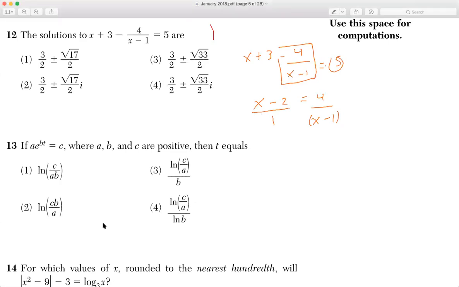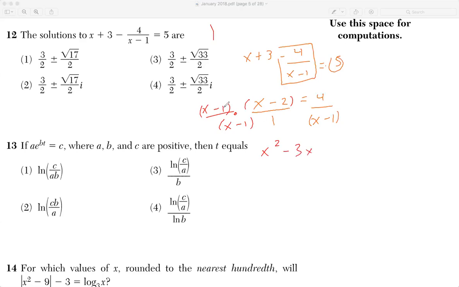Now we need to give this common denominators. This is literally what we're doing tomorrow. The common denominator is x minus 1, so we multiply this by x minus 1 over x minus 1. So this becomes, I'll multiply this out, x squared minus x minus 2, so minus 3x plus 2 equals 4 over x minus 1 over x minus 1. Once you have common denominators, you can just get rid of them.